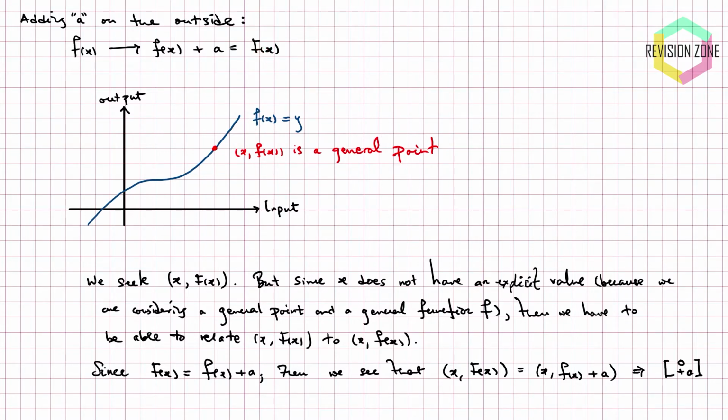So one way forward is to figure out what will happen to a general point on the graph of the function y equals lowercase f of x as this transformation is carried out. If I can figure that out, then I know what the generic point on the graph of capital F of x is going to look like. So we seek the point x, capital F of x. But since x does not have an explicit value, because we're considering a general point on a general function, we have to relate x, capital F of x to x, lowercase f of x. But we already have a relationship between the two because we know the definition of capital F of x. So x, capital F of x is the same thing as x, lowercase f of x plus a, and this tells me where the generic point would be for the function capital F of x.